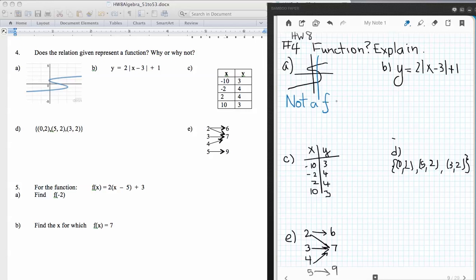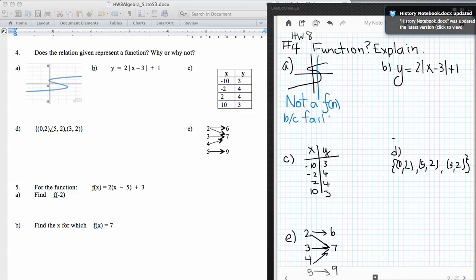And I'm going to use function notation there to denote that it's a function, right? So that's shorthand for function. It's not a function, and that's because it fails the vertical line test. Now, if you're going to use the vertical line test, then you have to have a visual. So we do, so there it goes, because it fails the vertical line test.